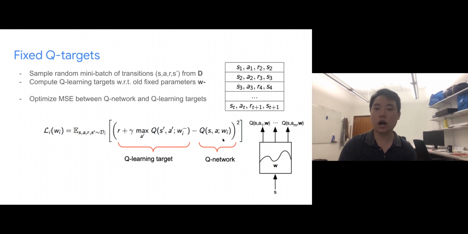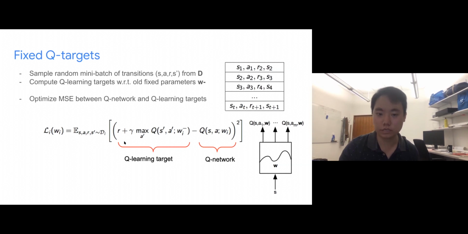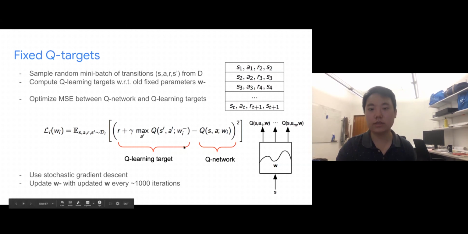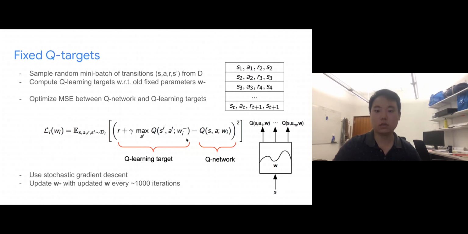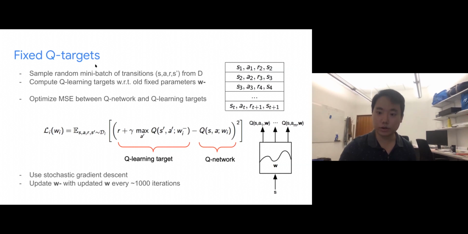To some extent, this can help you reduce your non-stationary problem because now your targets are fixed. They're no longer changing. After maybe 1,000 iterations, I'm going to replace my W minus with W. I'm only going to do it every 1,000 iterations. So this is the method of using fixed Q targets to better reduce the problem of non-stationary targets.